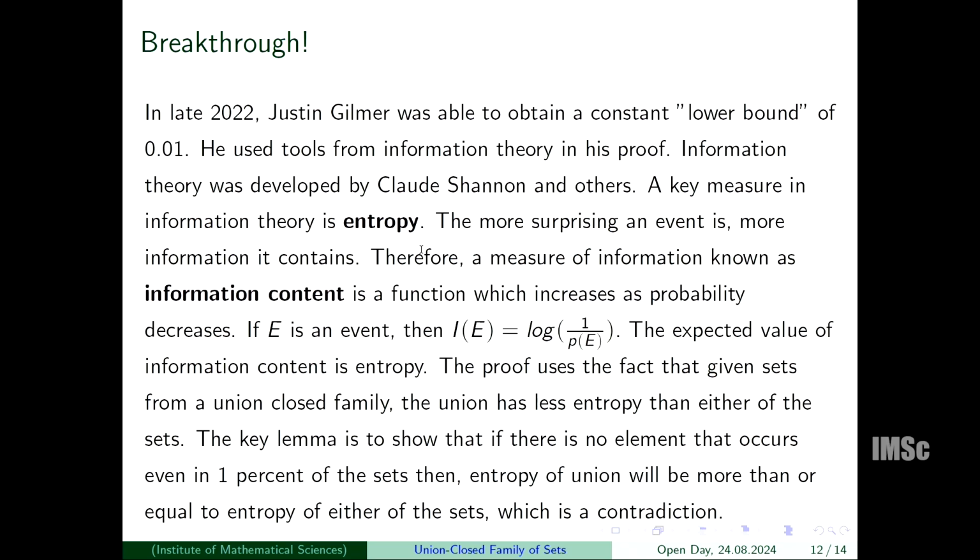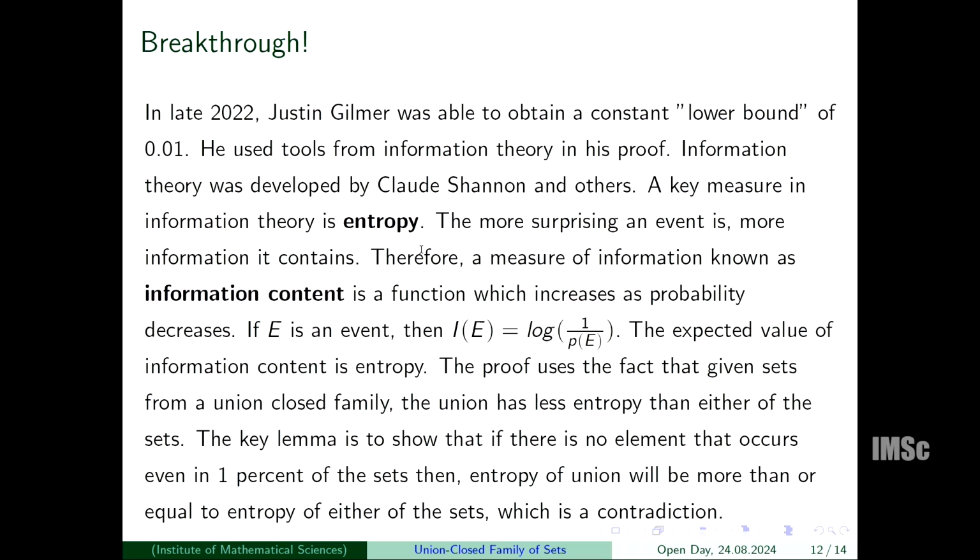Okay, so in late 2022, there was a big breakthrough in this problem, where somebody known as Justin Gilmer was able to obtain a constant lower bound. This lower bound does not depend upon the size of the family, nothing like that. And the lower bound is 0.01, that is 1%. He showed that if you have a union closed family of sets, then there must be an element that occurs in at least 1% of the sets.